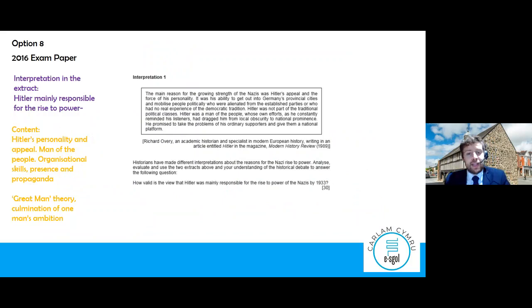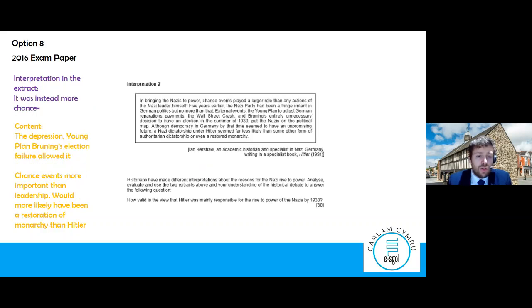Now this is where you get into more of the specifics as you're writing, looking at the content. What content in that source backs up the interpretation, in this case, that Hitler was mainly responsible for the rise to power? So in this one, Hitler's personality and his appeal, he was a man of the people, his organizational skills, his presence, his propaganda are content that backs this up. And it's all part of what we call the great man theory, the culmination of one man's ability, one man's ambition. It is intentionalist, right? He intended to get into power, and so he does it.